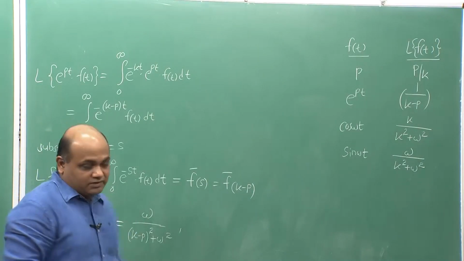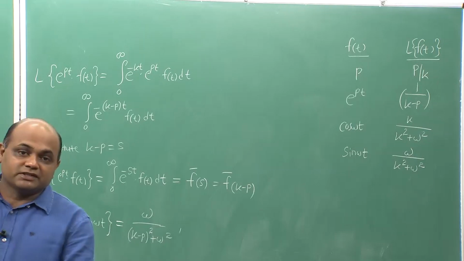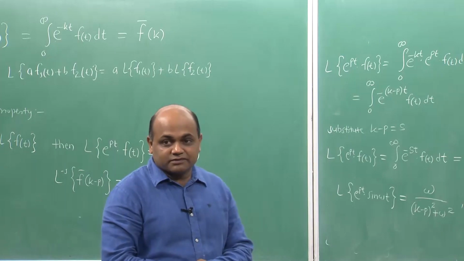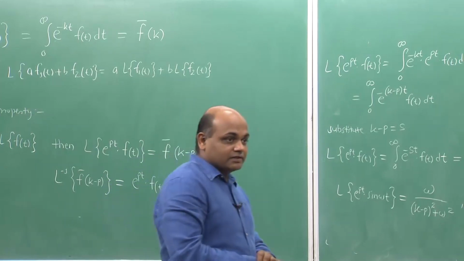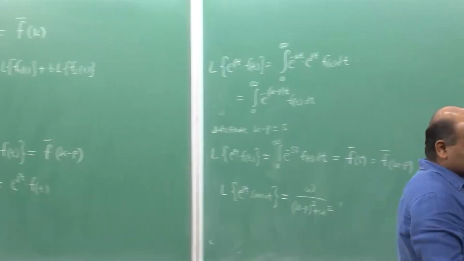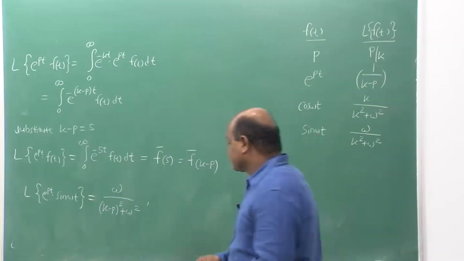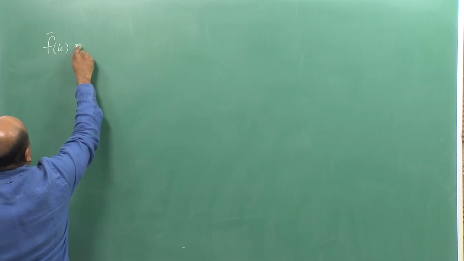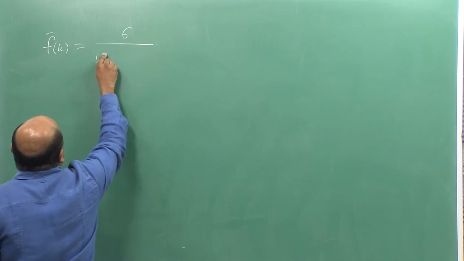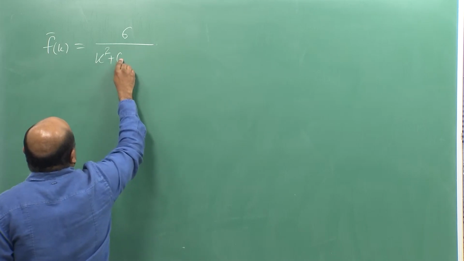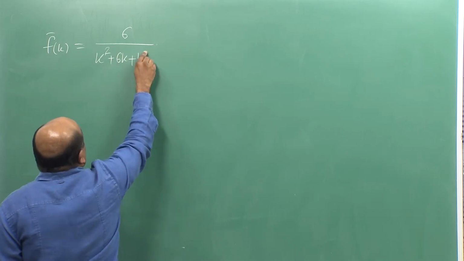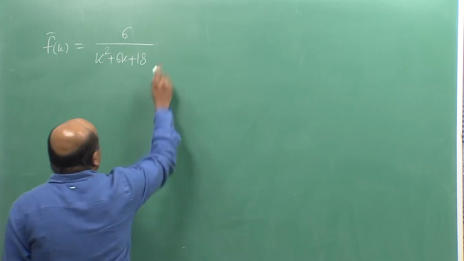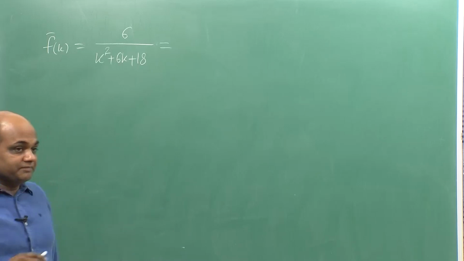Now, this property especially becomes handy when we are trying to find inverse Laplace transforms of some complicated function, right. So, let us see one example. Let us try to find the inverse Laplace transform of a function. f bar of k is 6 over k square plus 6k plus 18, right. So, how do we go about this?